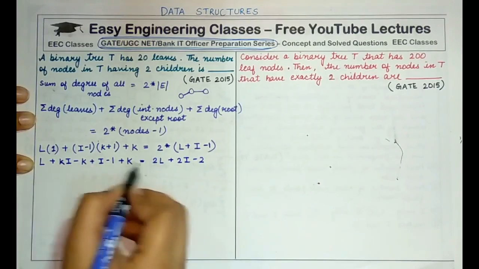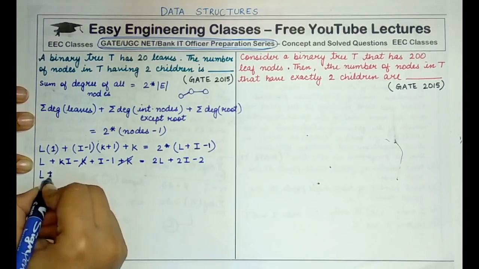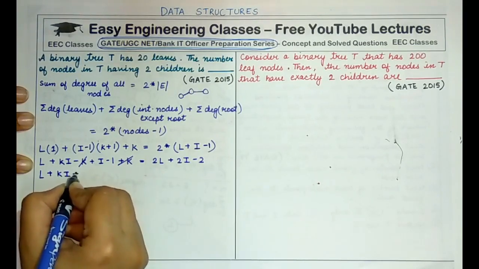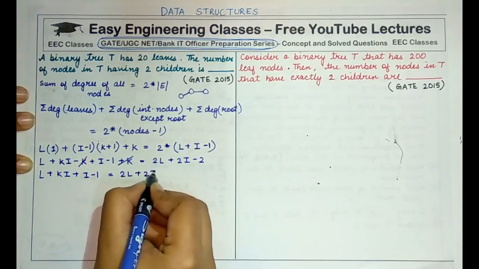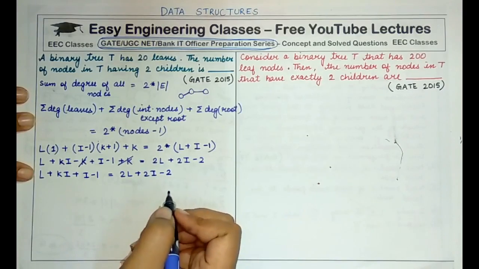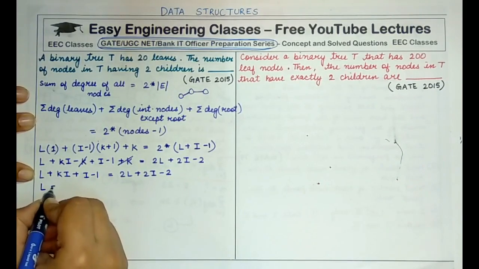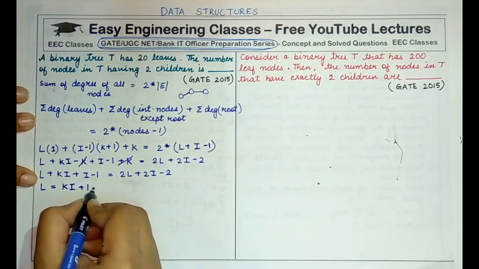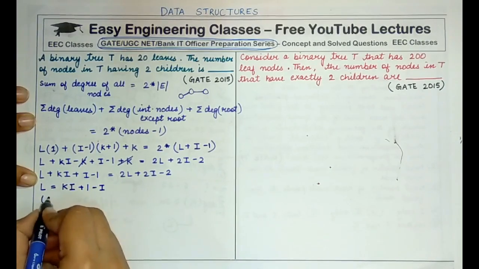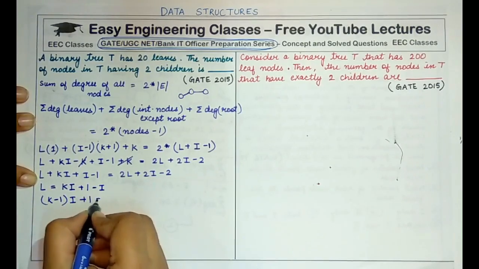Alright, now minus k plus k get cancelled. What we are left with is L plus kI plus I minus 1 is equal to 2L plus 2I minus 2. Alright, so reducing it further, if we take L on one side and the remaining values on the other side, you'll be left with L equal to kI plus 1 minus I, or you can say (k minus 1) I plus 1 is equal to L.